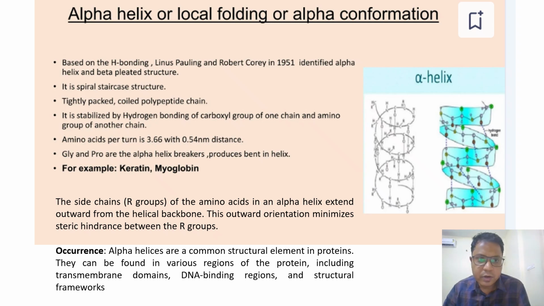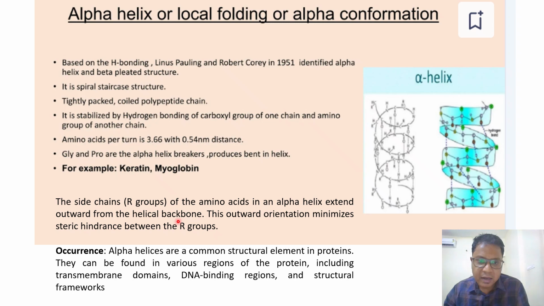Based on hydrogen bonding, Linus Pauling and Robert Corey in 1951 identified the alpha helix and beta pleated structure. It is a spiral staircase structure. You can see here, it's a spiral staircase structure, a tightly packed and coiled polypeptide chain. It is stabilized by hydrogen bonding between the different groups present in the polypeptide chain. The number of amino acids per turn is 3.6 on average, and the distance between one turn and another is 0.54 nanometer. Glycine and proline are alpha helix breakers and produce bends in the helix. For example, keratin and myoglobin.